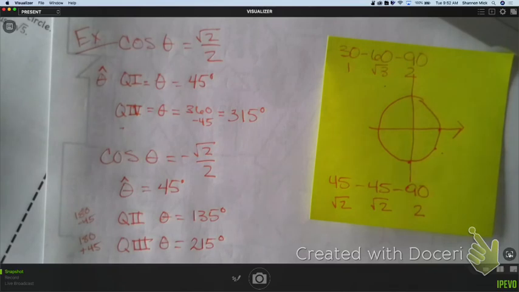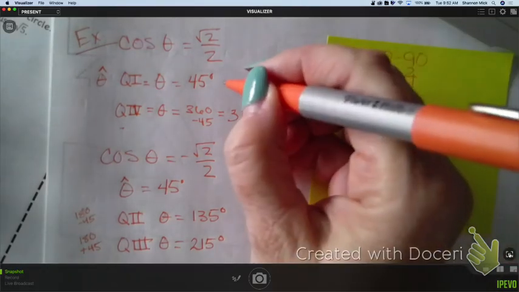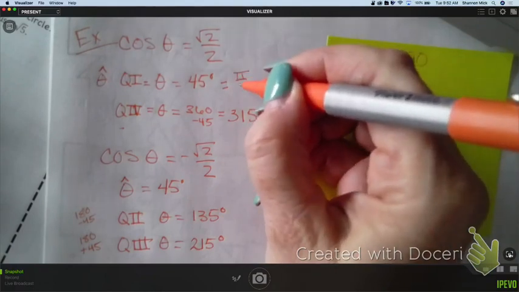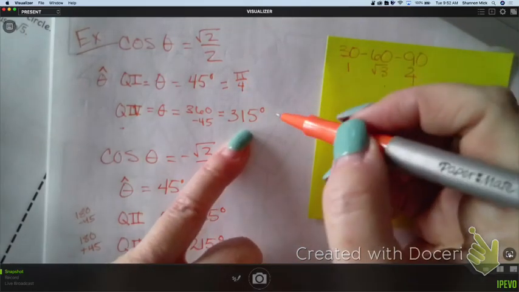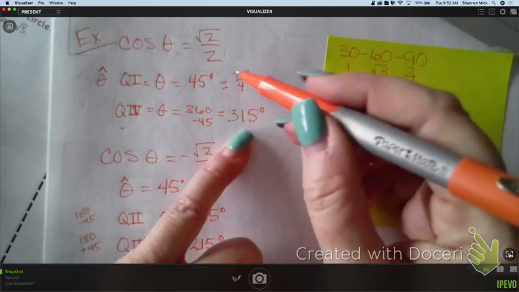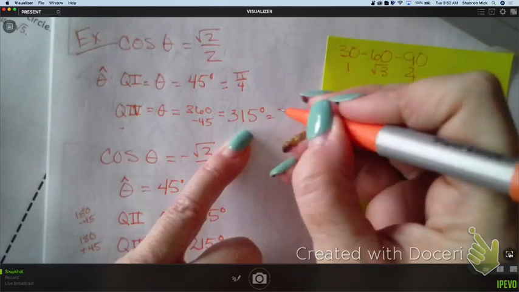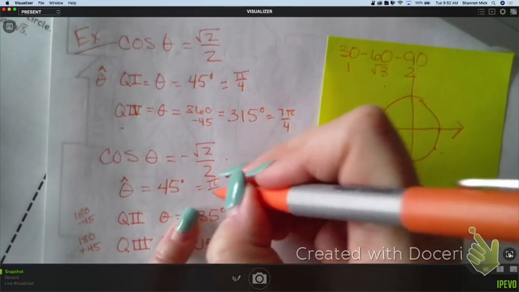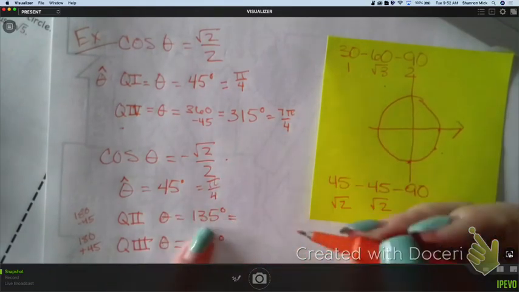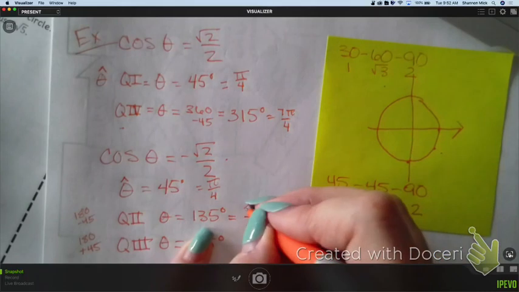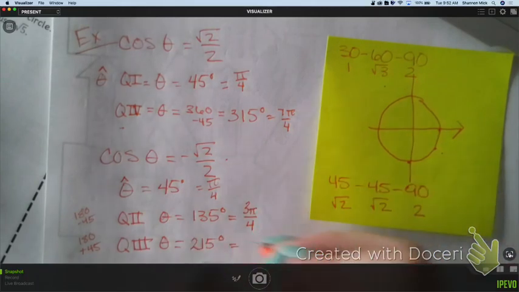And it also says radians. So what's this in radians? Pi over 4. Fourth quadrant is 1 less than 2 whole, so 8 is your bottom: 7 pi over 4. The reference angle here would be pi over 4. Second quadrant means it's 1 less than a whole, and 4 is my bottom: 3 pi over 4. And for 1 more than a whole, 5 pi over 4.